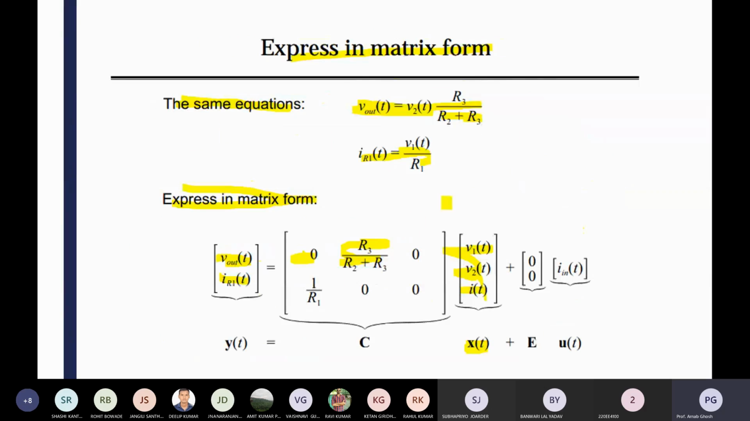So from here you can write that equation, means matrix. There is no input current, so plus you can write 0 into I in T, okay? Same thing IR1, what is the expression of I1? There is some coefficient of V1, so it is coming 1 by R1, okay? Plus the rest of the state variables are 0, means multiplied with the 0 coefficient, means V2 into 0 plus IT into 0. So that's why these two are the 0, 0, okay? So YT equal to CXT plus E into UT, okay? So you can see or you can understand that value, okay?